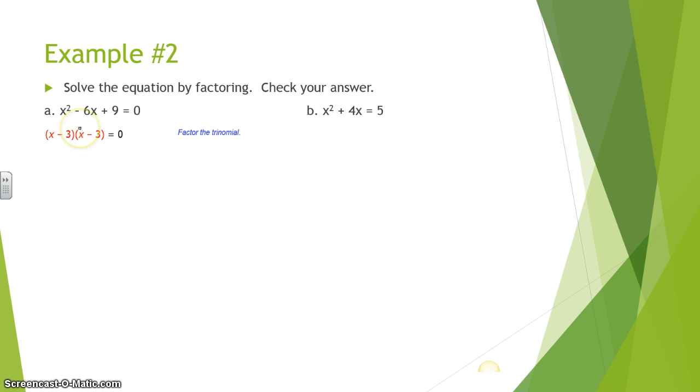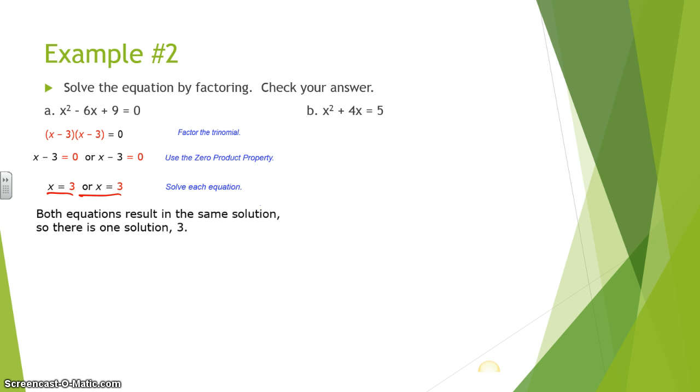So we set this x minus 3 equal to 0. We solve for x by adding 3 to each side. So if we add 3 to each side, x is going to equal 3. So that's going to be our solution, x equals 3. Before we check our work, I do want to mention both equations result in the same solution. So since they're both equal to 3, there's going to be one solution, and that's going to equal 3 right there.